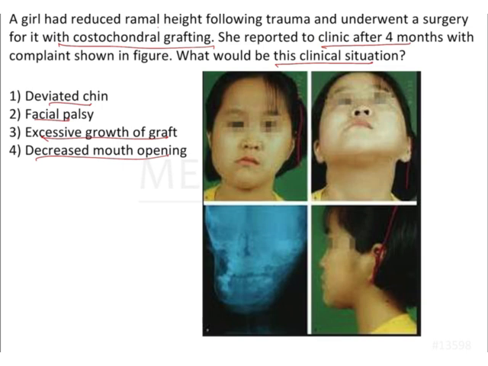So let's look at the picture. It's a very good question. Let's just look at the picture and try to understand what they are trying to ask over here. So as you can see, there is reduced ramal height. Probably the region where the reduced ramal height is seen was on the right side, for which she underwent a surgery. Sorry, the left side.